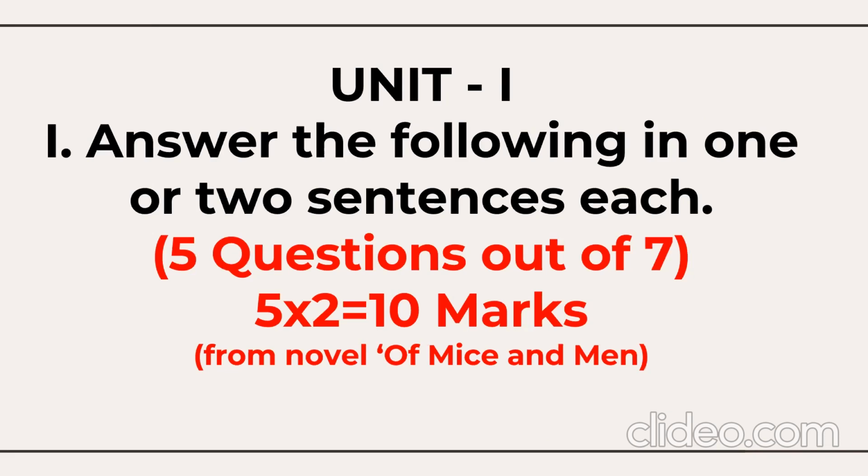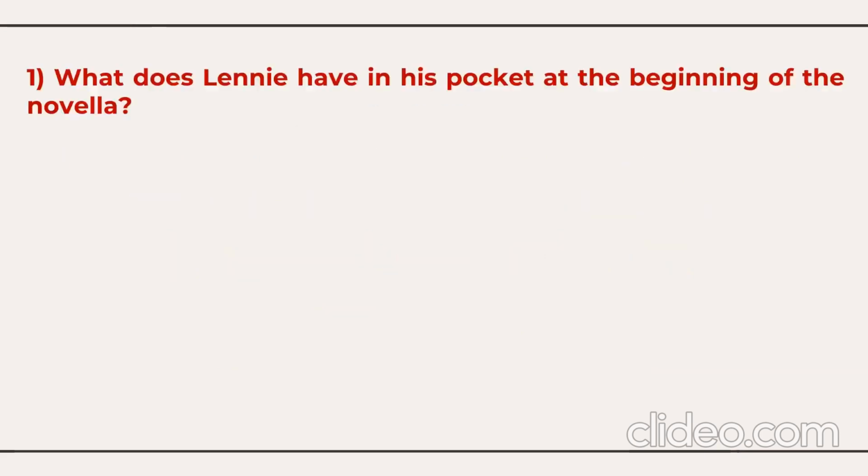Section one: answer the following questions in 2 sentences each. You will be given 7 questions and you need to opt for only 5 questions, and these questions are going to be asked from the novel Of Mice and Men. So the very first question from the novella, for 2 marks: What does Lenny have in his pocket at the beginning of the novella? Lenny had a dead mouse.